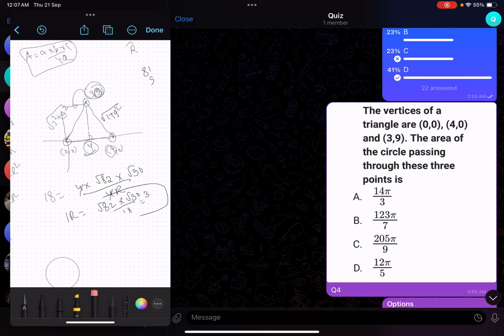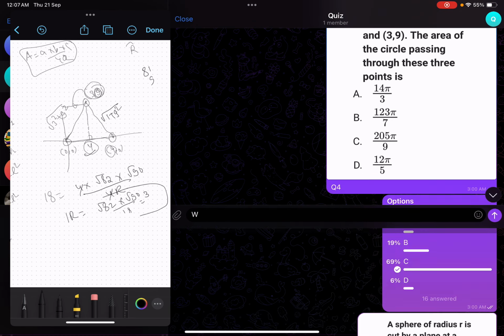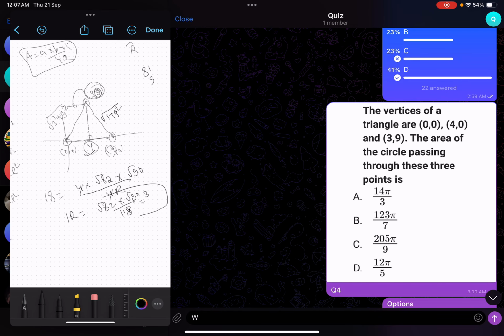Okay, we got r as this much. We'll solve this: root 82 into root 90. Why solve this here? The area is pi r square, right? Just use that, pi r square.